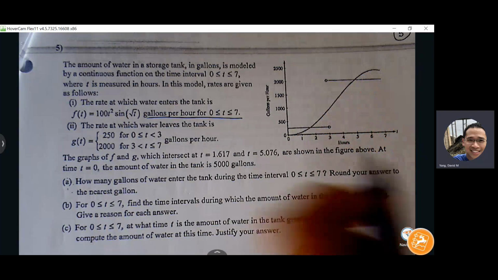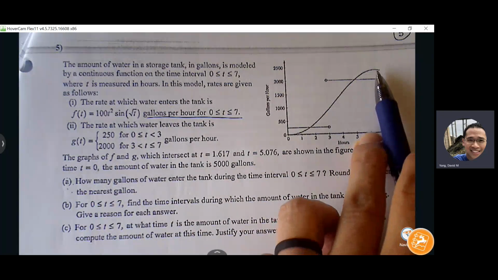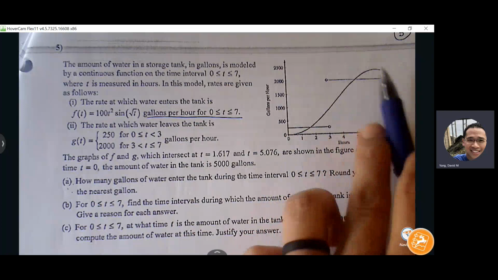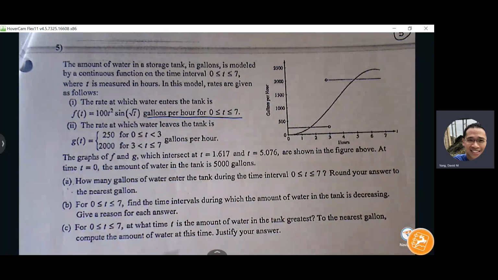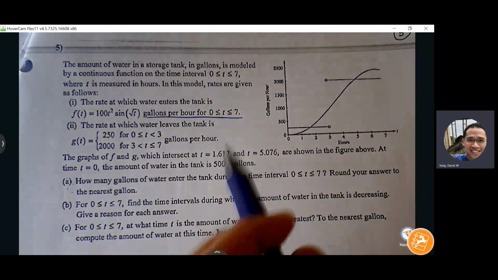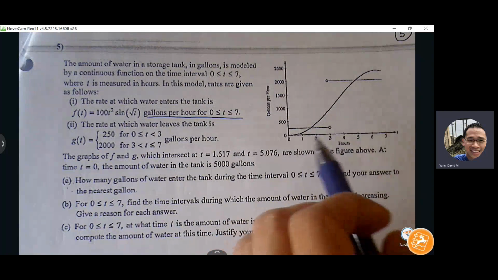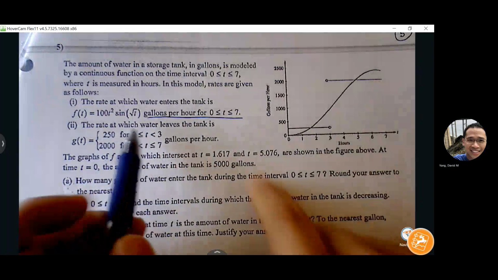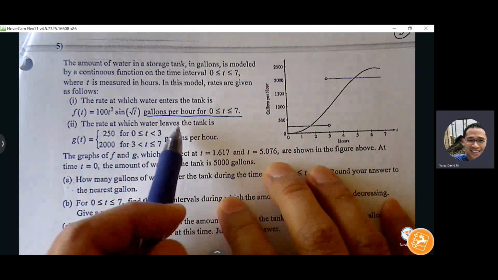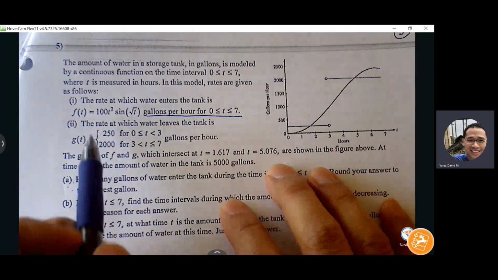So it just keeps increasing. Looks like it's kind of leveling off a little bit up here, but it's going to keep increasing. Okay, so we see water being added to the tank at this continuous rate, through this continuous function that is continually rising. But then the rate at which water leaves the tank is given by this function here.